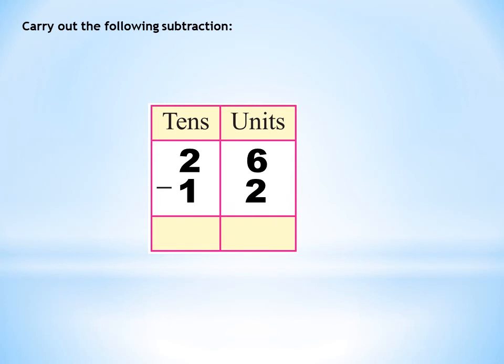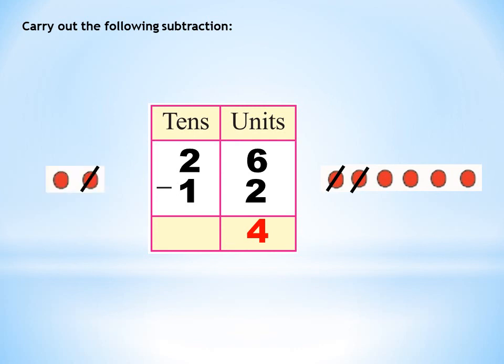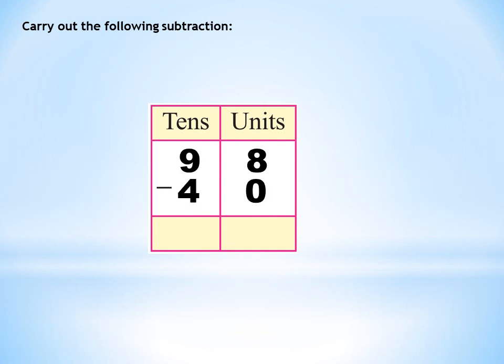Carry out the following subtraction. 26 minus 12. Students, first we will subtract unit place. 6 minus 2. 1, 2. Answer is 4. And now we will subtract 10 place. 2 minus 1. Answer is 1. So 26 minus 12 is equal to 14.